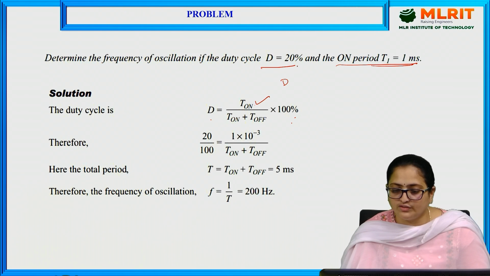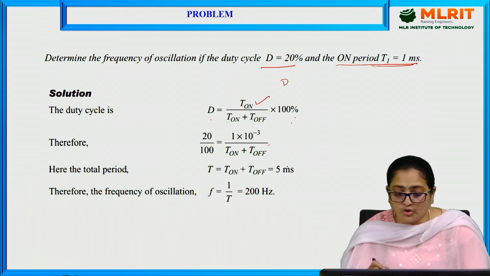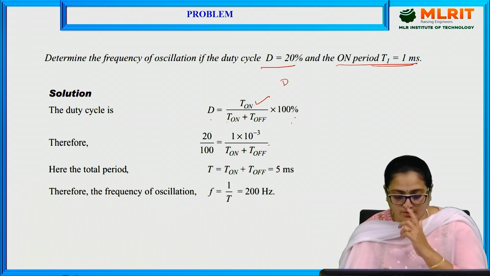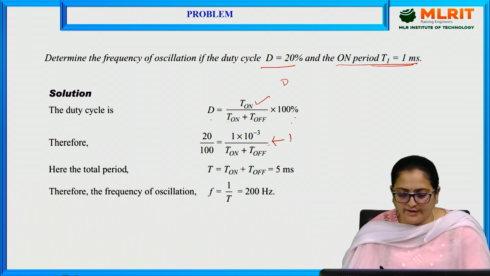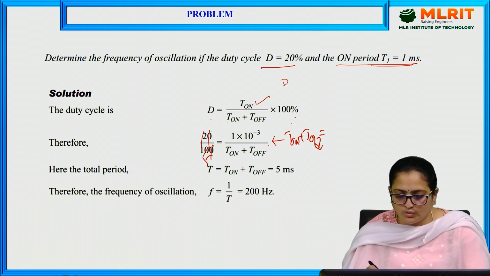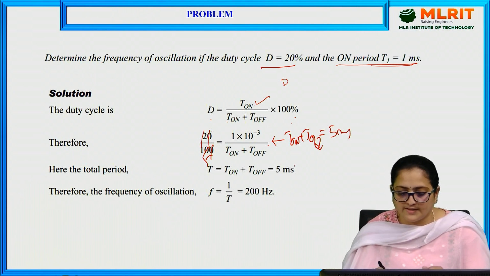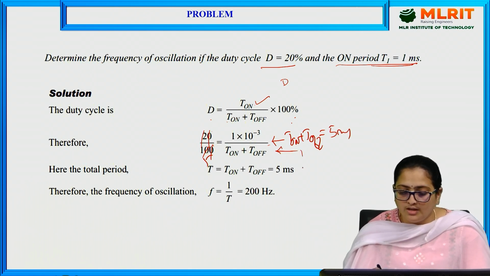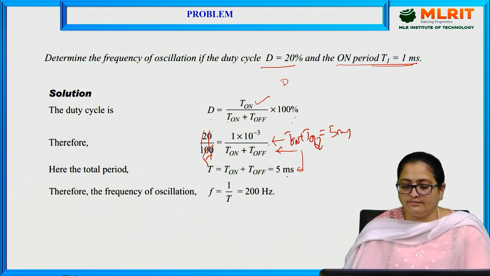The duty cycle is given as 20%, which we have written as 20 by 100. And T on time is 1 millisecond, that is 1 into 10 power of minus 3, divided by (T on plus T off). From this equation, we can find out that T on plus T off is equal to 5 milliseconds. If you calculate this equation, we know the total time period is 5 milliseconds.